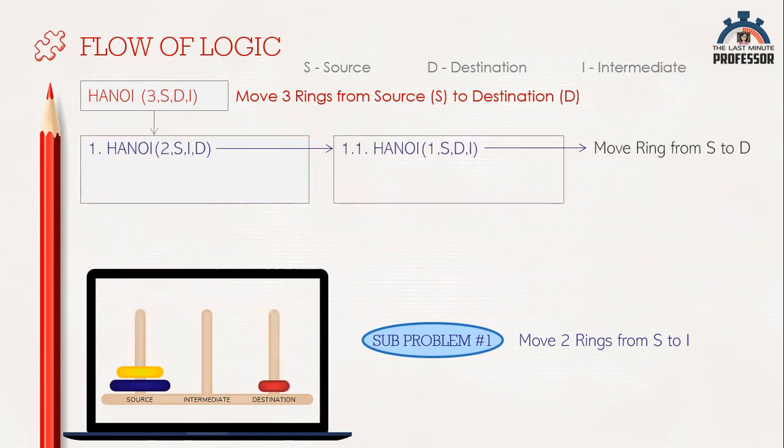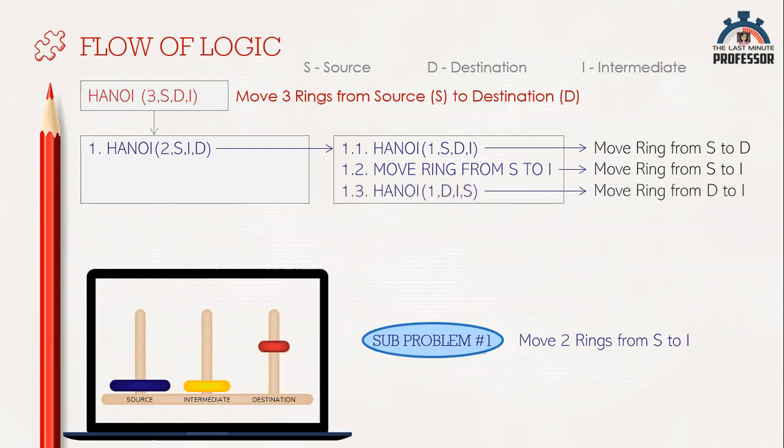Move n minus 1 ring, the red ring, from source to destination. Then move nth ring, yellow ring, from source to intermediate. Then move n minus 1 ring, that is 1 ring, from destination to intermediate. So we have moved 2 rings from source to intermediate. The first subproblem is completed.